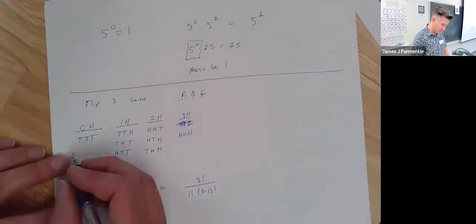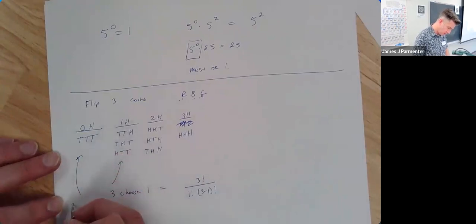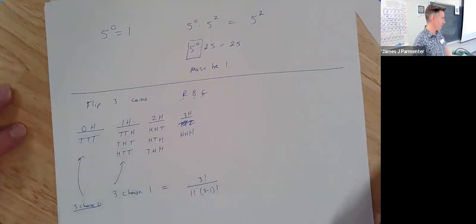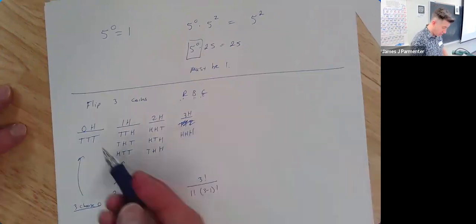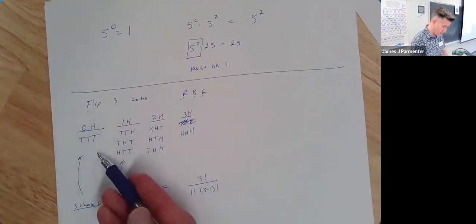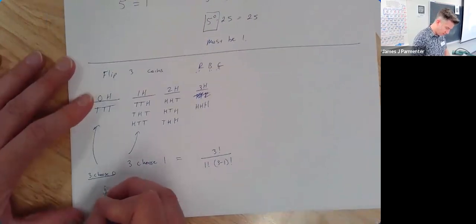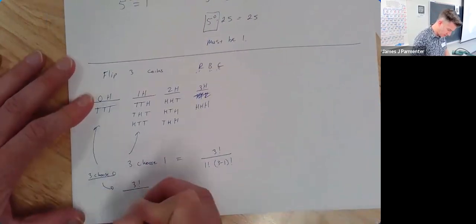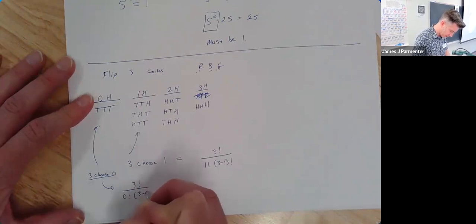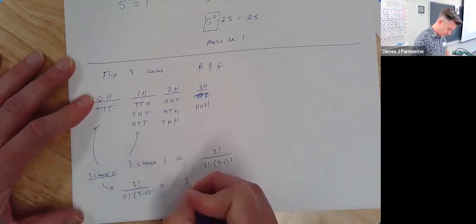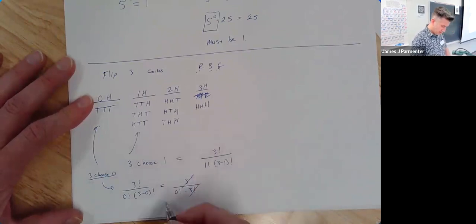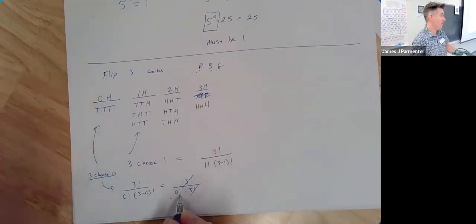Okay, but what if I do 3 choose 0? How many ways are there of getting 0 heads out of 3 coin flips? Well, look, how many are there? There's 1. So when I do 3 choose 0, the formula for that is 3 factorial over 0 factorial times 3 minus 0 factorial, which ends up being 3 factorial over 0 factorial times 3 factorial. These cancel. But that better be one, so the formula works.